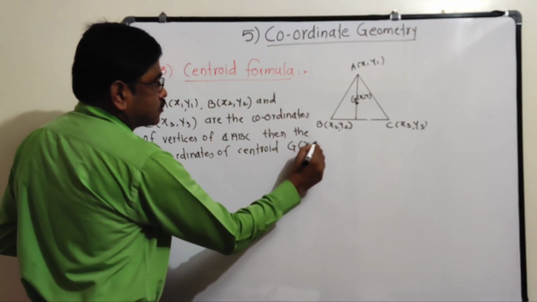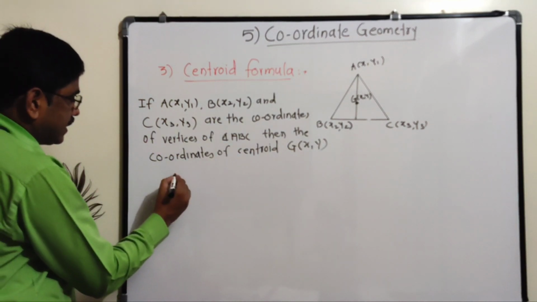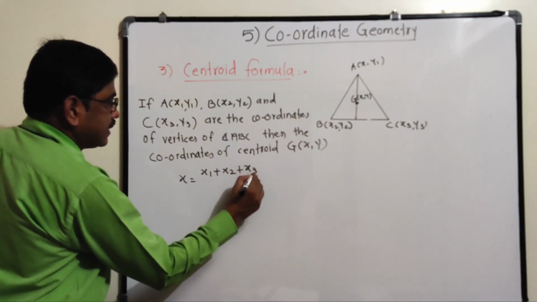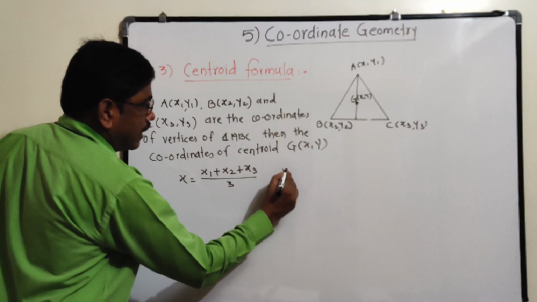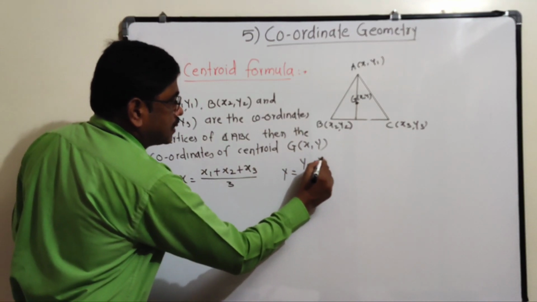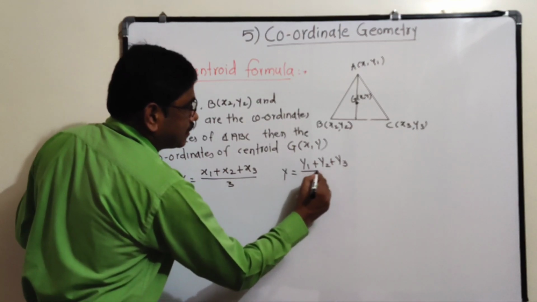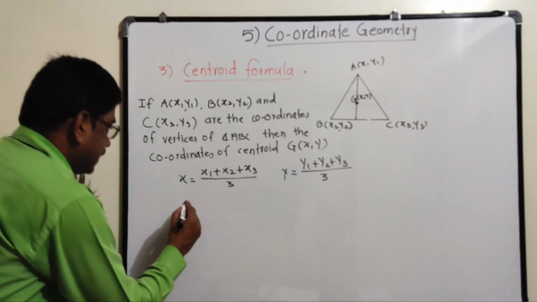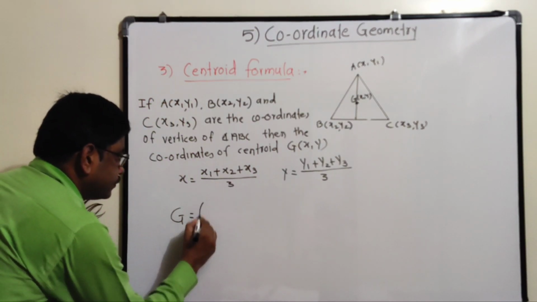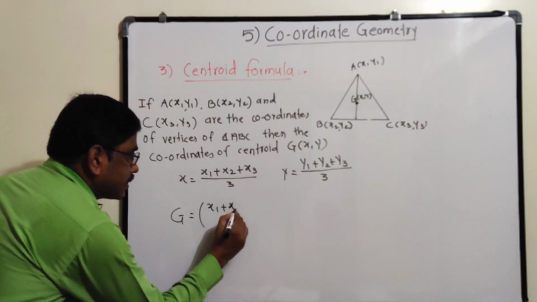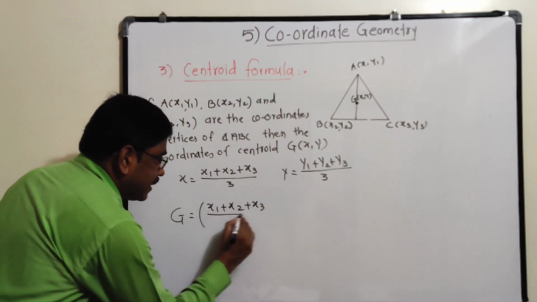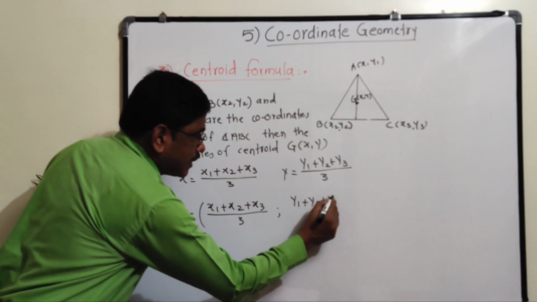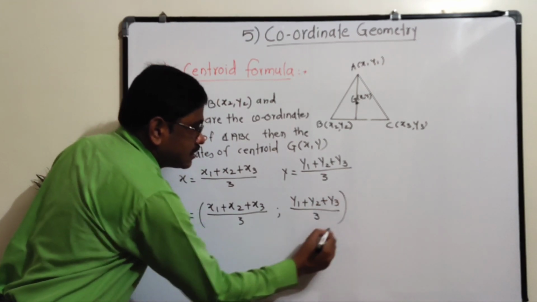G (x, y) are: here the x coordinate is x1 plus x2 plus x3 divided by 3, and the y coordinate is y1 plus y2 plus y3 divided by 3. This is the coordinates of the centroid. So here we get that G is equal to (x1 plus x2 plus x3 divided by 3, y1 plus y2 plus y3 divided by 3). So this is the centroid formula.